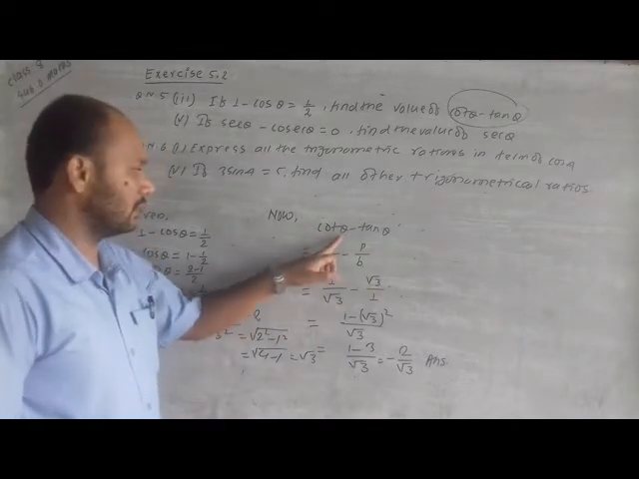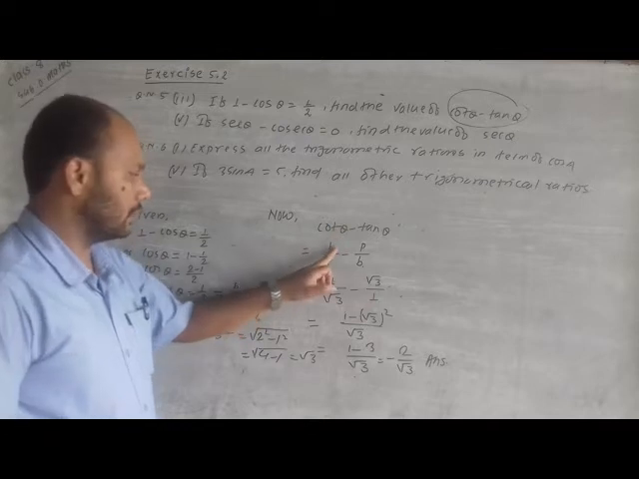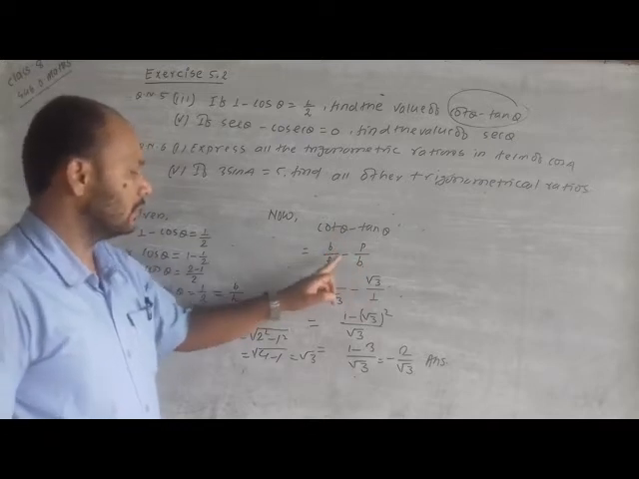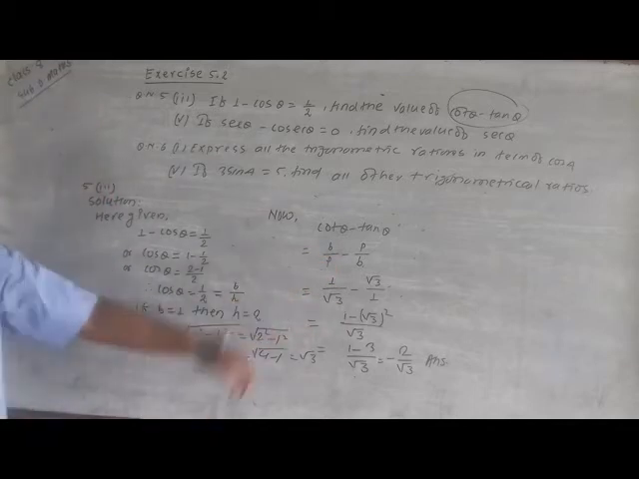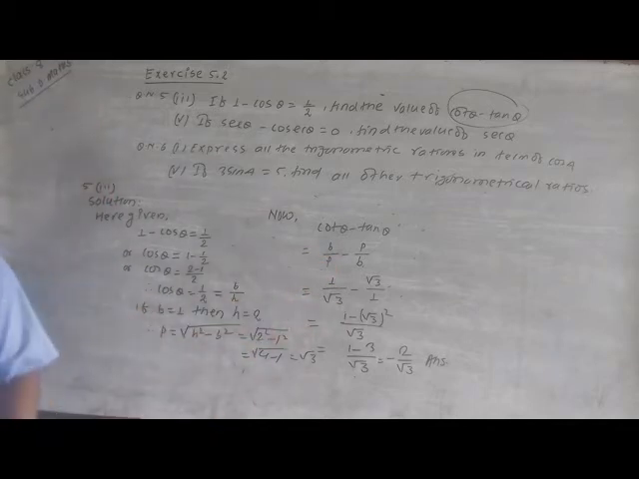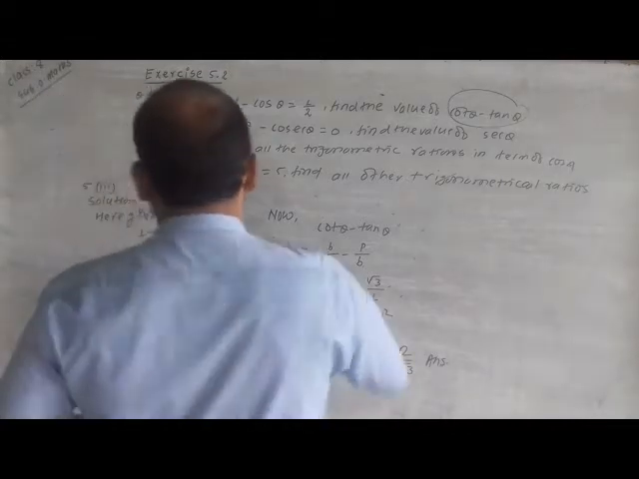What is the value of cot theta? In ratio, b by p minus p by b. You should put here the value of b and p, and solve this. You will get the result minus 2 by root 3. Yes. Now we have completed question number 3.